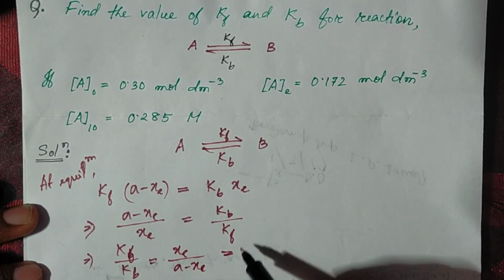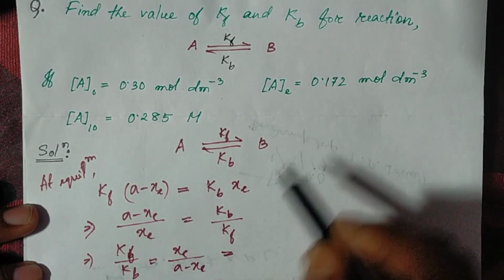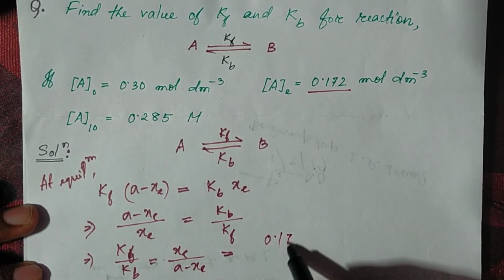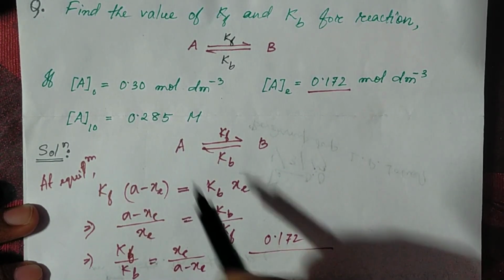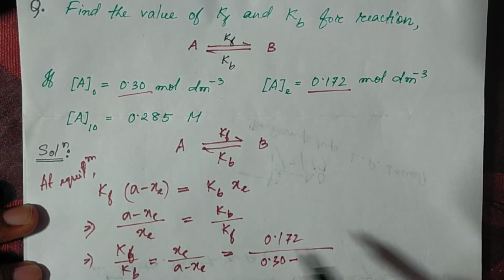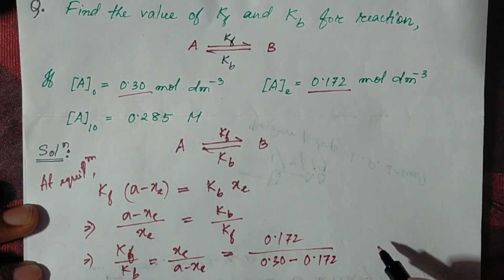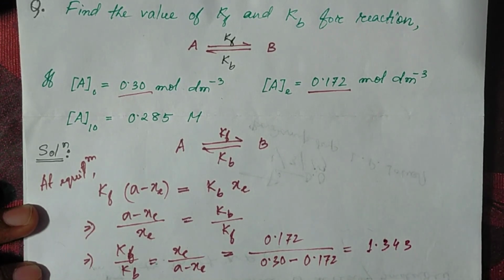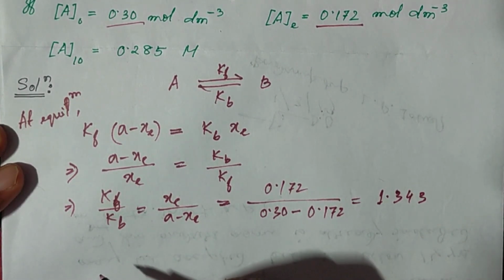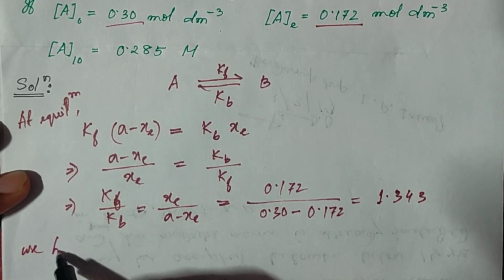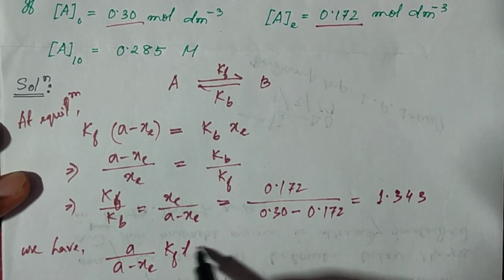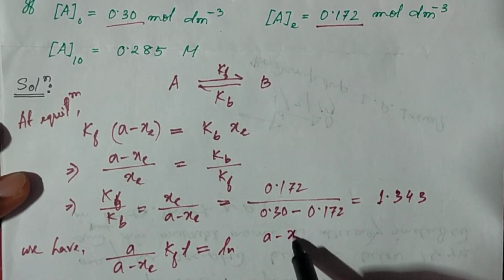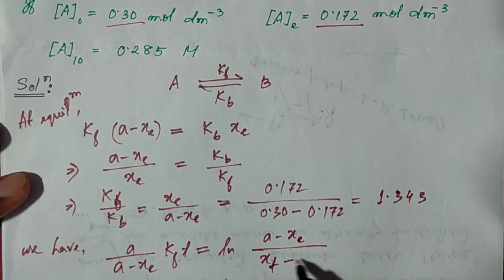Okay, next we will put the values. This is the value for Xe, 0.172, by A, meaning the initial concentration of reactant, this one, 0.30 minus Xe again, 0.172, which is equal to 1.343. For this question we have to remember one equation, which is A by A minus Xe, Kf T is equal to ln A minus Xe by Xt minus Xe.